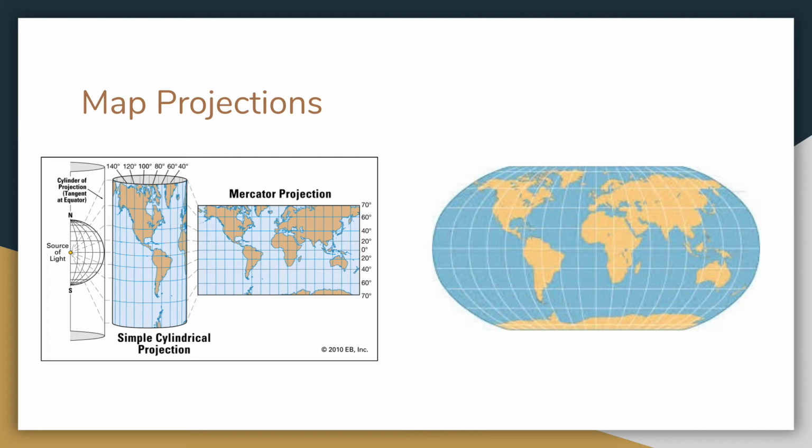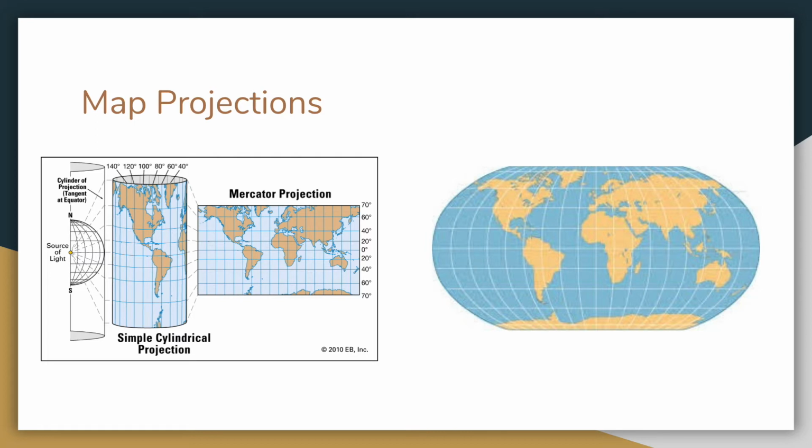Some projections break apart the world's oceans. By doing so, these maps show land areas more accurately. They clearly do not show the oceans accurately, though. Map makers, known as cartographers, choose which projection to use based on the purpose of the map. Each projection distorts some parts of the globe more or less than other parts.